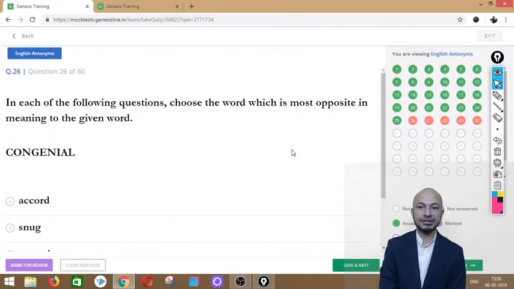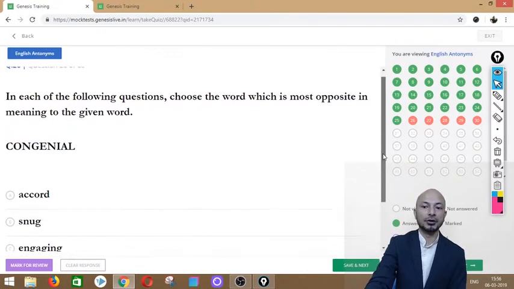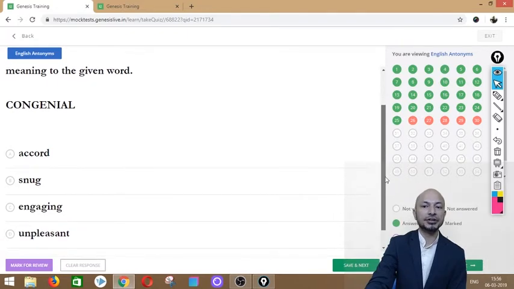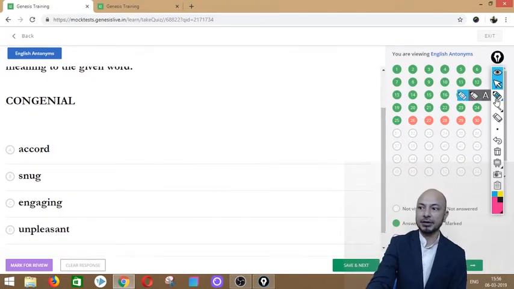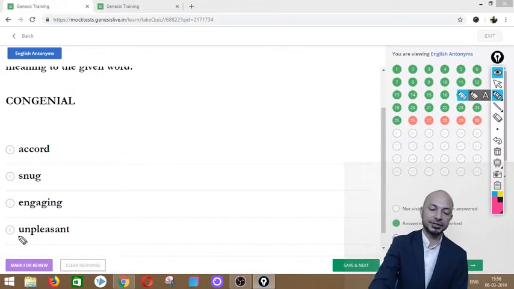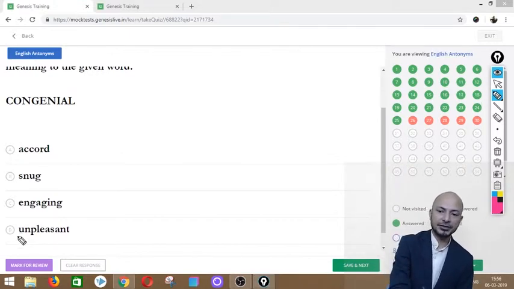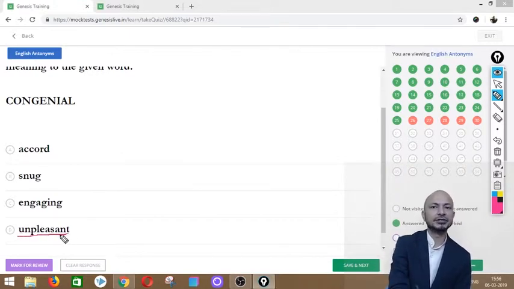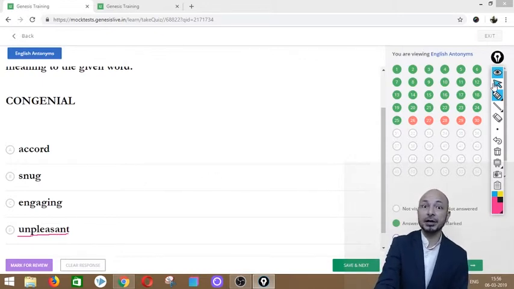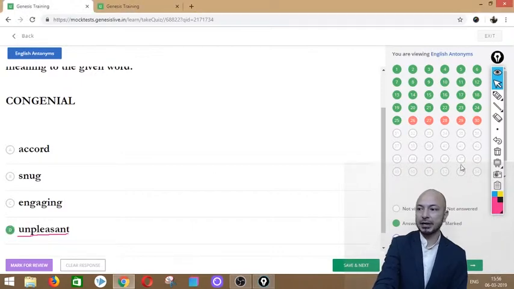So coming to question number 26, the word is congenial, and the options given: accord, snug, engaging, and unpleasant. And the correct option is option D, which says unpleasant. So congenial is something which is very pleasant. So the antonym is going to be unpleasant. So we click option D and say next.